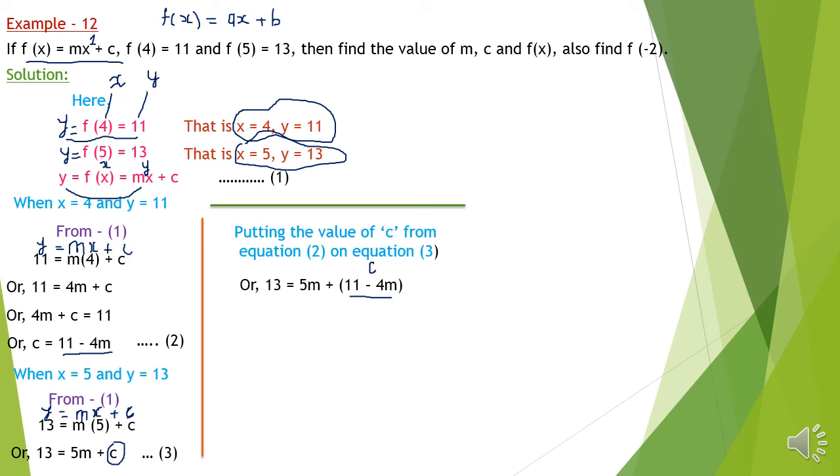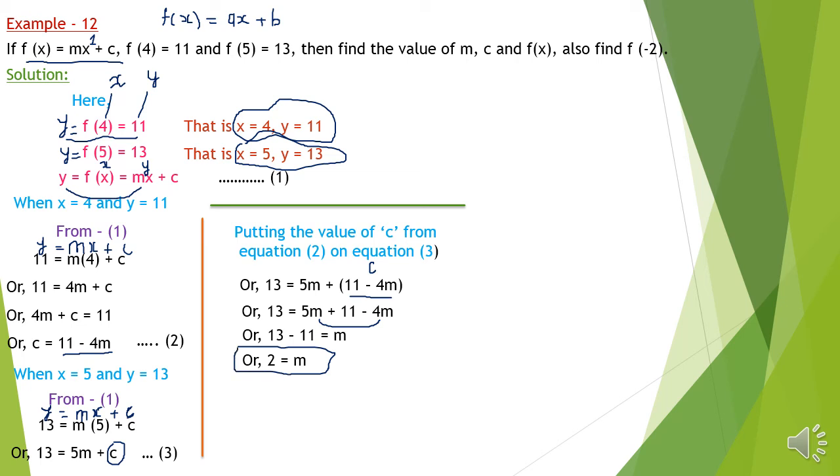Now this c is replaced by 11 minus 4m. On calculation, 13 is equal to 5m plus 11 minus 4m. We remove the bracket. 5m and 4m will be subtracted, and 13 and 11 will be subtracted. 13 minus 11 is equal to m, because 5m minus 4m is m. So the value of m is 2. This is our first answer.